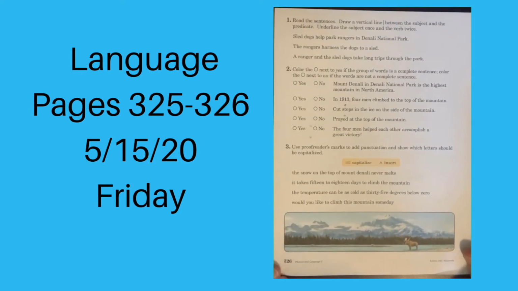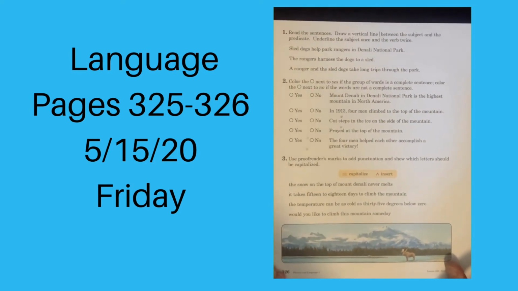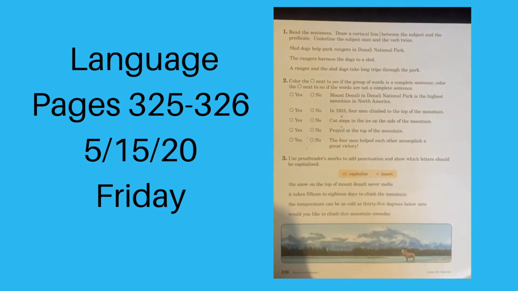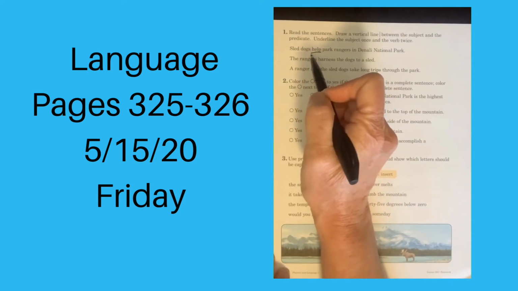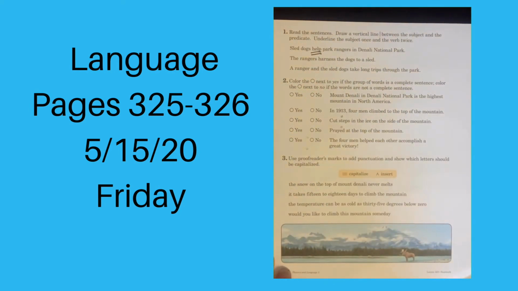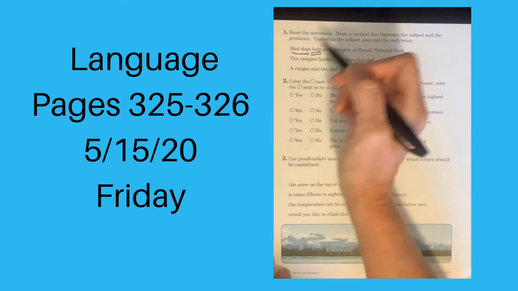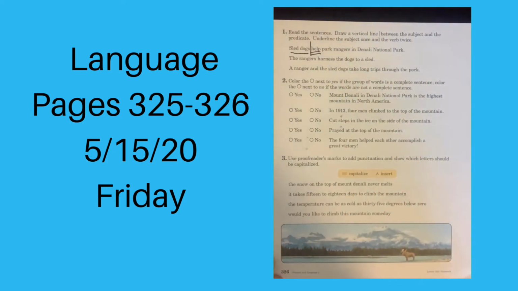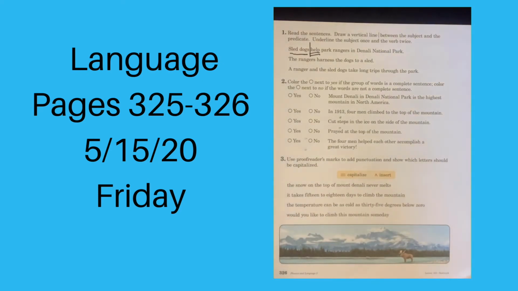On the back side, we're going to read the sentences and draw a vertical line between the subject and the predicate. So we're doing the same thing. Sled dogs help park rangers in Denali National Park. What's the action word? Helping. To help. And who's doing the helping? The sled dogs. So there's your predicate. All right, and you do the same thing with the next 2. You can pause the video and I'll go to number 2.